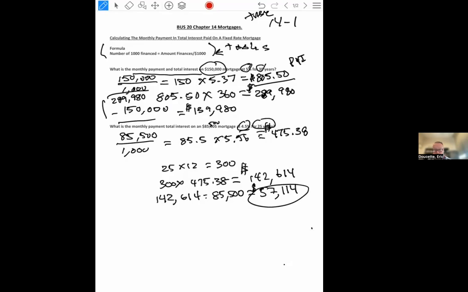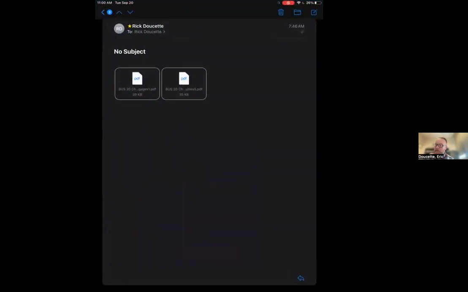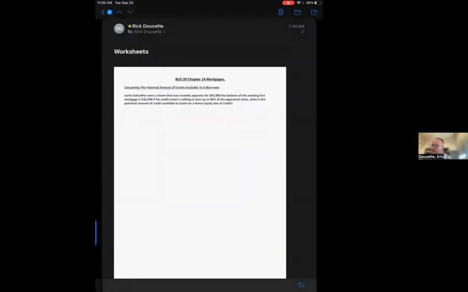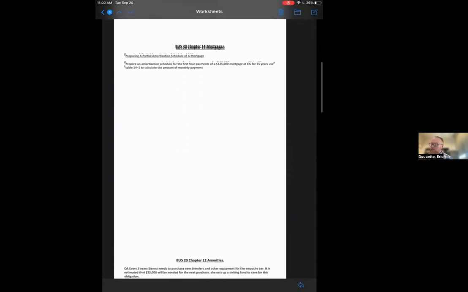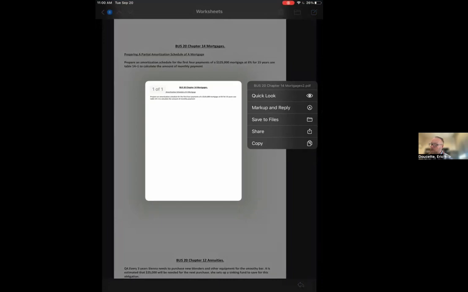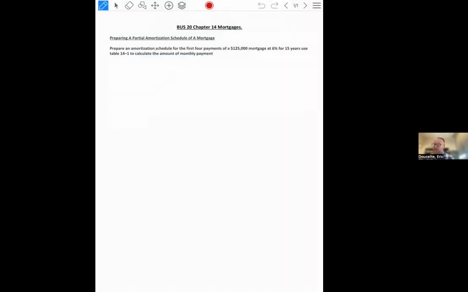I'm not working the Sienna problem out on this particular one, but I am going to do another one of these that I think is important for me to work out for you guys because it is a little tricky. It's prepare an amortization schedule on a mortgage, so this is one you're going to actually manually work out, and this is going to be a problem in the check-in assignment this week. So you're going to prepare an amortization schedule for the first 4 payments on a $125,000 mortgage at 6% interest for 15 years.